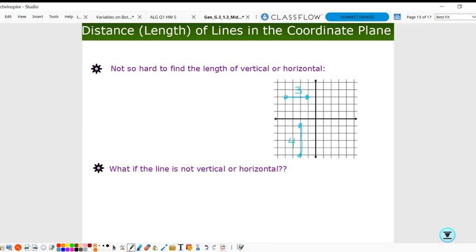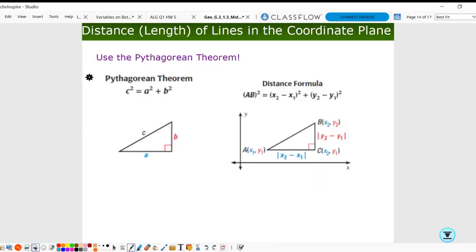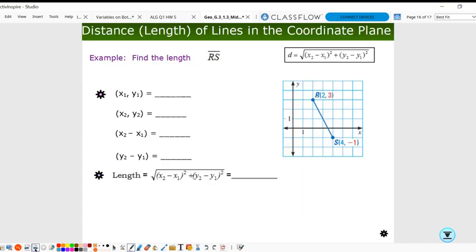But if it's not, then I need to use what's called the distance formula. And the distance formula comes from the Pythagorean theorem. If I have this point and this point, I'm taking the horizontal distance and squaring it, plus the vertical distance and squaring it, and that will give me the length of that diagonal distance squared. It comes from the Pythagorean theorem, and we'll use that a lot when we get to our triangles. So let's see if we can figure this one out.